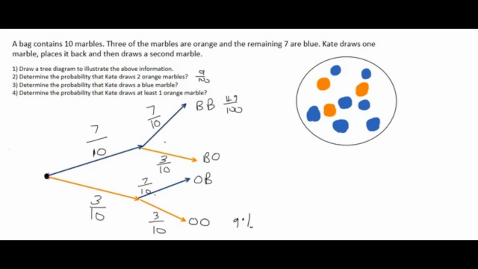Number 3, determine the probability that Kate draws a blue marble. Well, that's quite a lot to ask. A blue marble could be any one of the following branches. This one, because that's BB, so that's blue-blue. She could do this one, which is the blue-orange. Or she could do that one, that's orange-blue. So we would have to go and add all of those together. Okay? So let's do that, and then I'll show you a faster way.